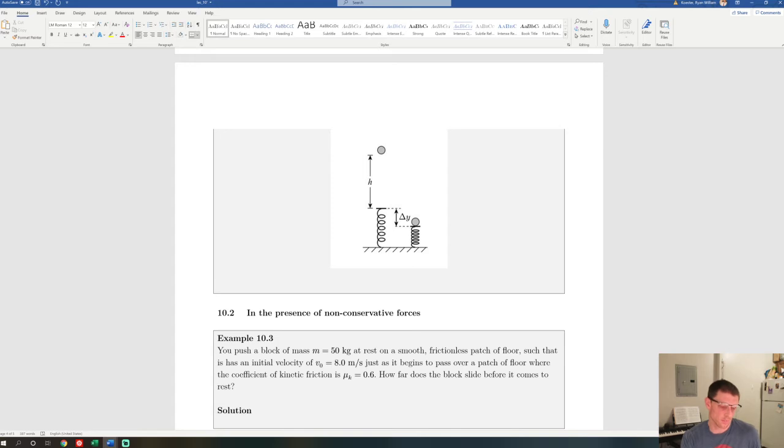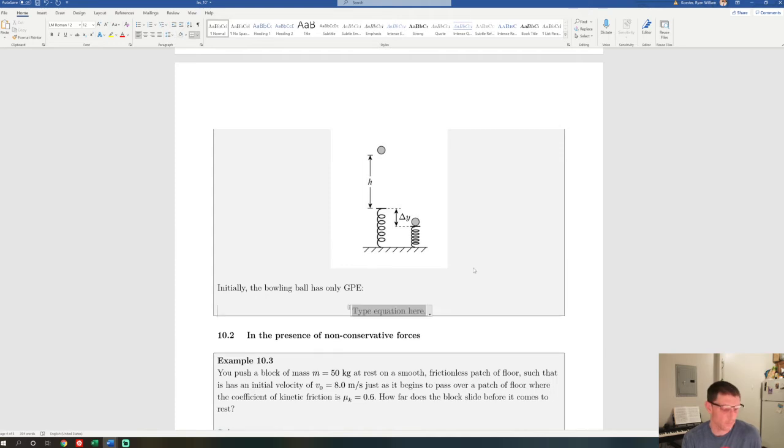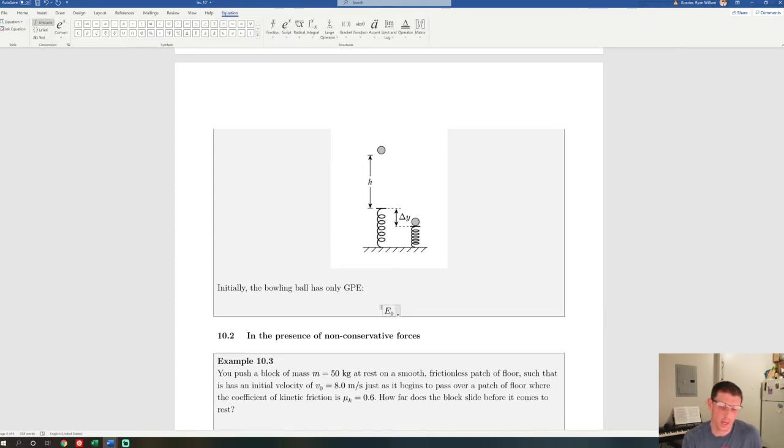Okay, initially, and I don't think I explicitly said this in the problem statement, but we are imagining that the bowling ball is being dropped such that its initial velocity is 0. So initially, the bowling ball has only gravitational potential energy. So our initial mechanical energy is just going to be mgh. Not too bad.